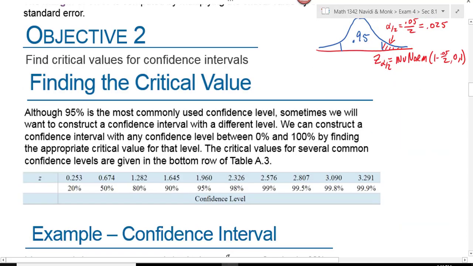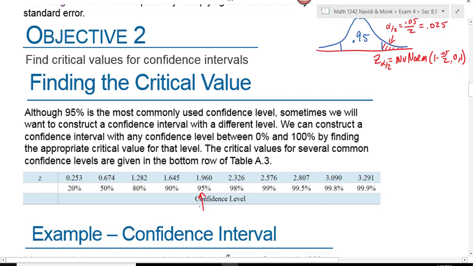Objective 2 is finding critical values for confidence intervals. Although 95% is the most commonly used confidence level, sometimes we will want to construct a confidence interval with a different level. We can construct a confidence interval with any confidence level between 0 and 100% by finding the appropriate critical value for that level. The critical values for several common confidence intervals are given below.